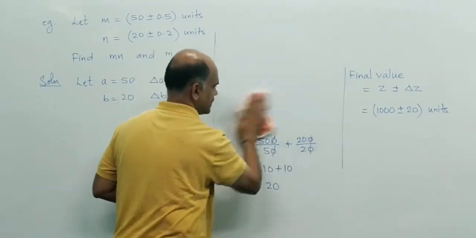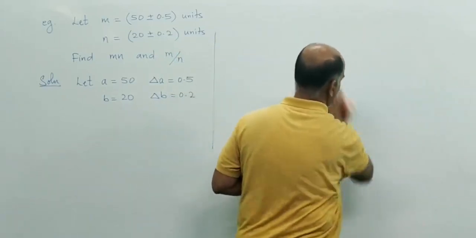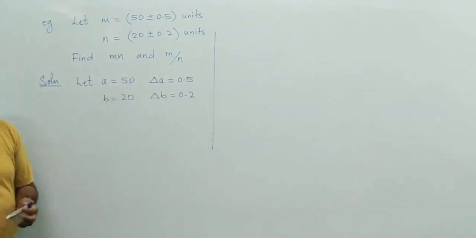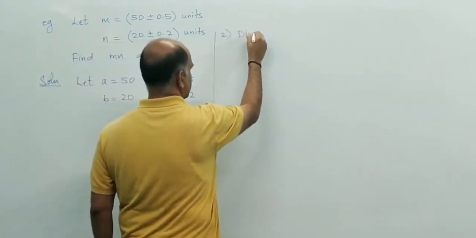Now second, if we solve division, so second I will take M by N, division.